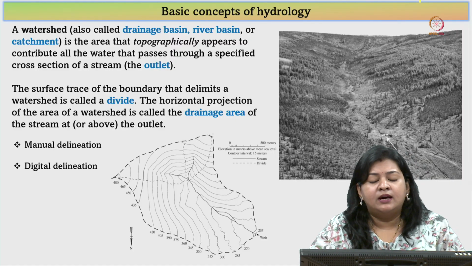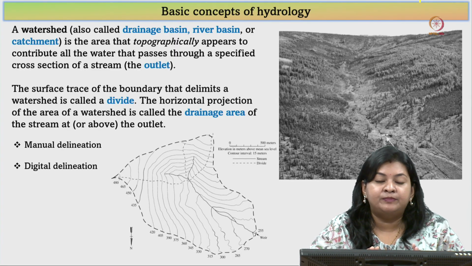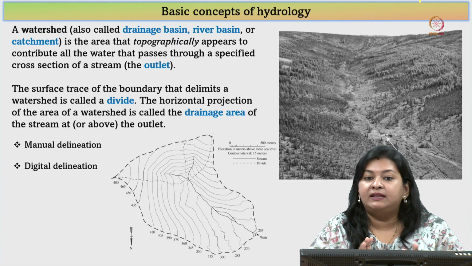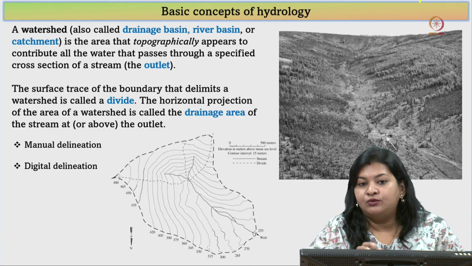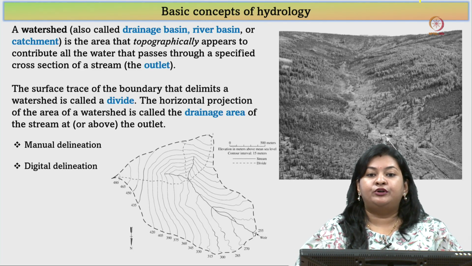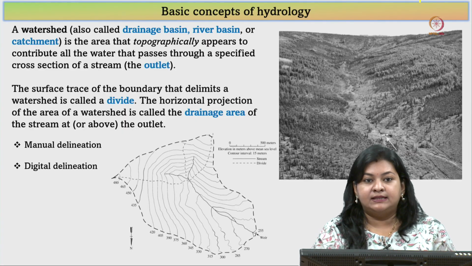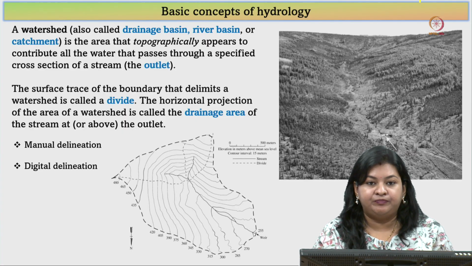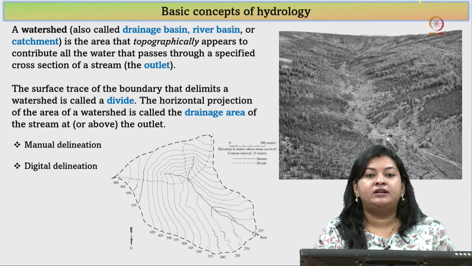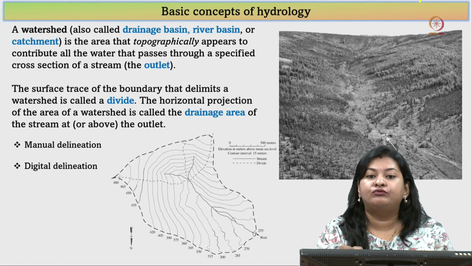Okay. Now, in terms of rivers, it is also called the drainage basin or the river basin or a catchment. Now, the same thing can be applied for a groundwater system also, for a lake also. So, whatever is the area or the topography that feeds water into that particular aquatic system is its watershed or catchment. Okay. So, the watershed is an area that topographically appears to contribute to all the water that passes through a specified cross section of a stream.